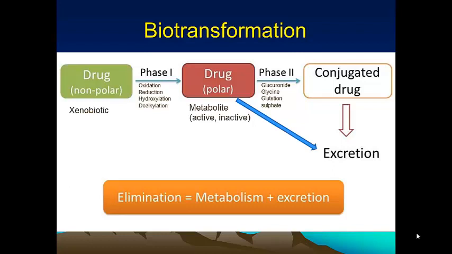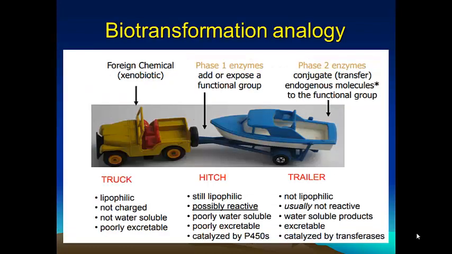If we were to show an analogy of this reaction, we could show you this picture of a truck hitch trailer. The truck would be the chemical that we want to eliminate. The first thing that we need to do is either add a functional group or expose a functional group in that chemical. That functional group would be the hitch. Obviously, if the vehicle already comes with a hitch, then we wouldn't need to go through that first type of reaction. As you can see here, the chemical with the hitch may still be poorly excretable, because it does not really meet the criteria of being entirely water soluble.